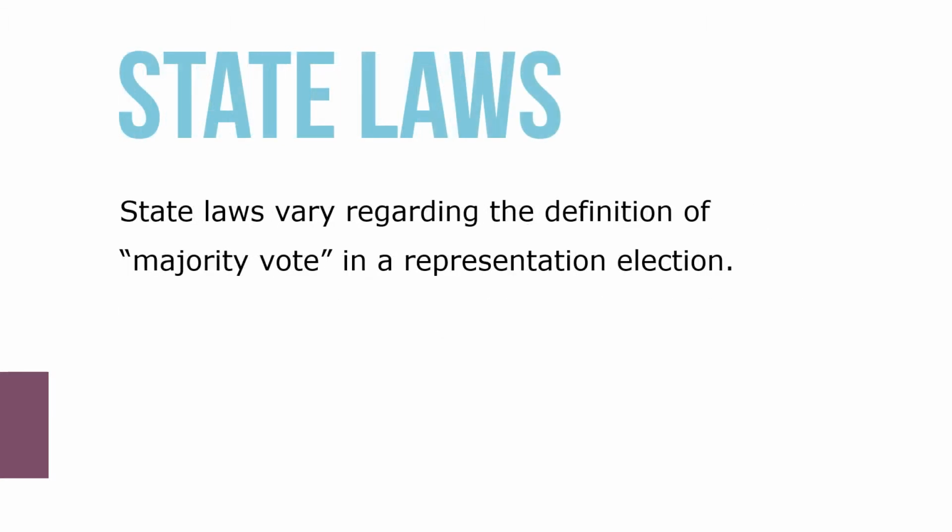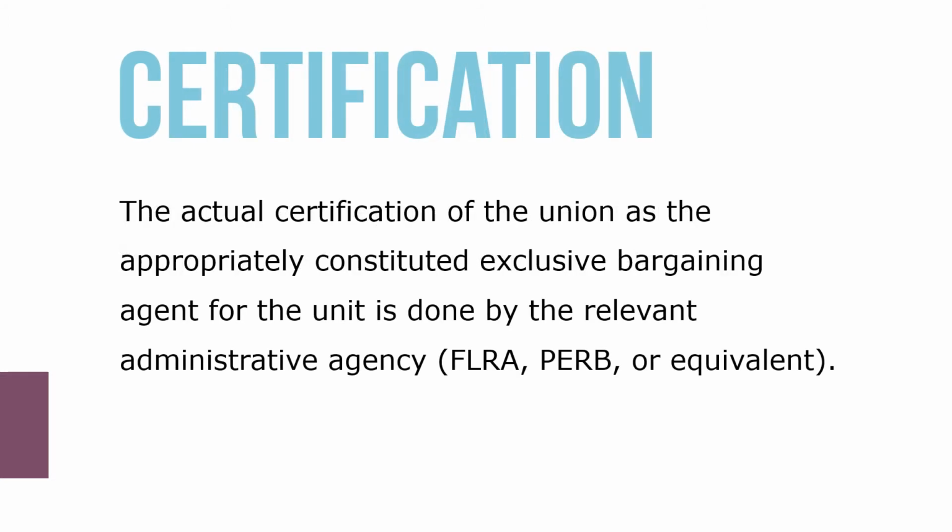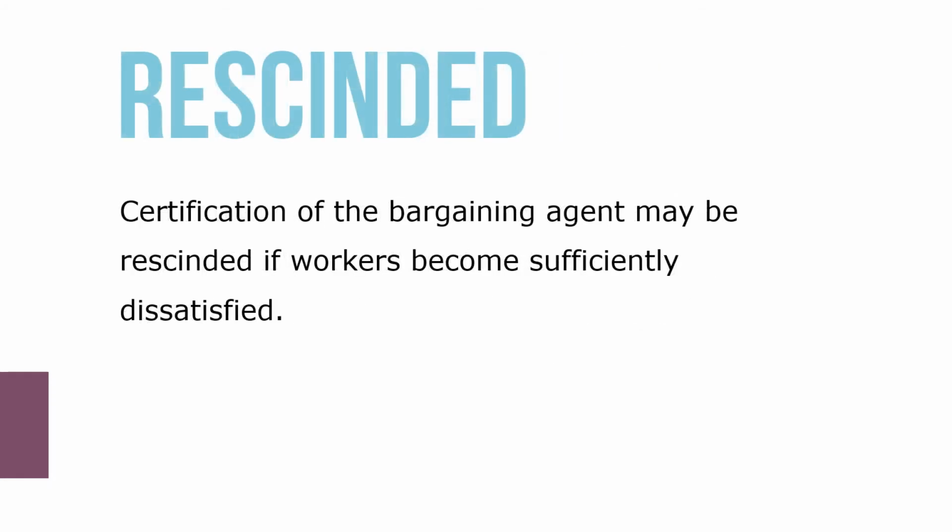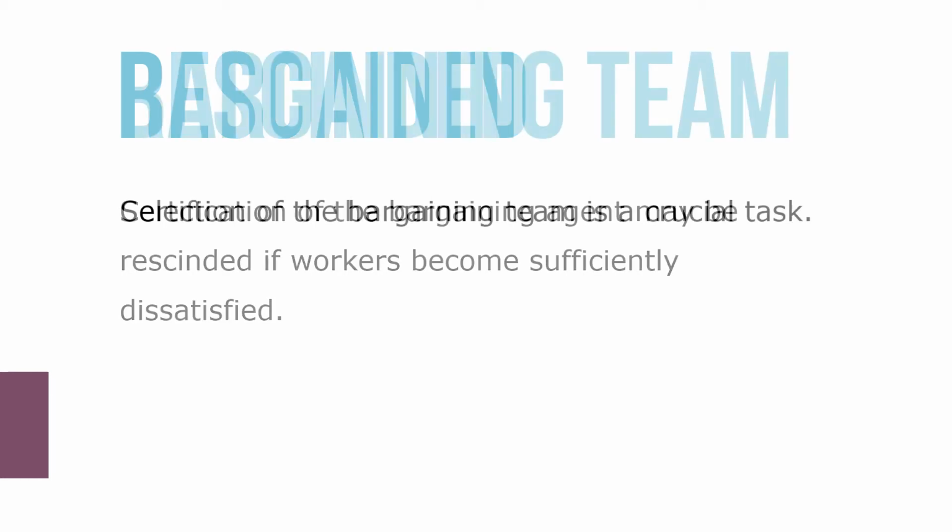State laws vary regarding the definition of majority vote in a representation election. The actual certification of the union as the appropriately constituted exclusive bargaining agent for the unit is done by the relevant administrative agency. Certification of the bargaining agent may be rescinded if workers become sufficiently dissatisfied.